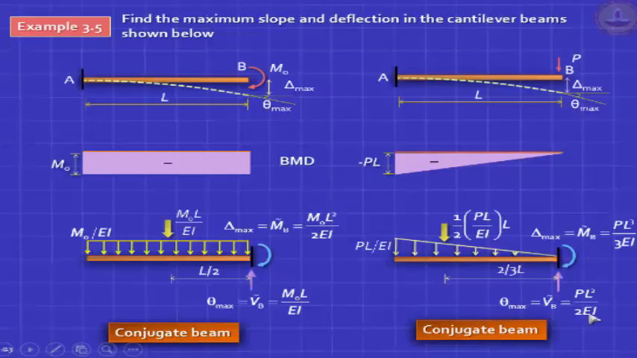It's very easy to derive, and so you don't have to mug up anything. You've got a strong weapon in the conjugate beam method. Easily you can solve simple problems.